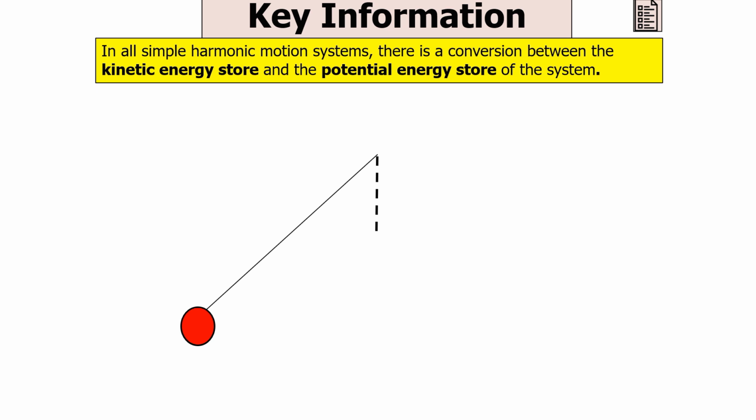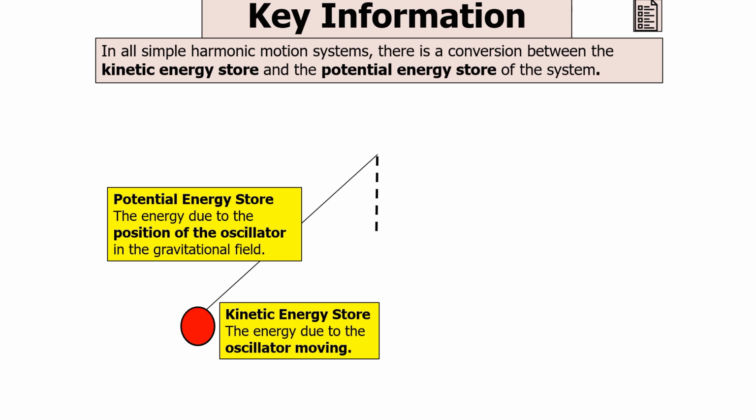So as we said, in all simple harmonic motion systems, there is a conversion between the kinetic energy store and the potential energy store of the system. Now in this instance, the potential energy store is the energy due to the position of the oscillator in the gravitational field, whilst the kinetic energy store is the energy due to the oscillator moving.